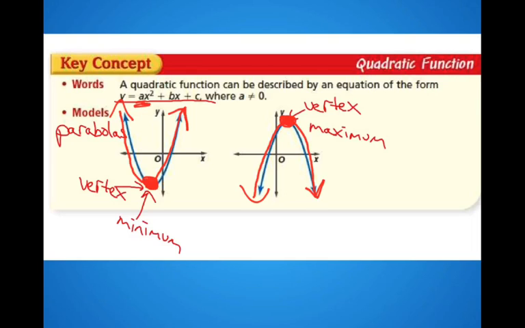So just a couple of pieces of information. You can tell when a parabola is going to open upward or downward just based upon the number that's in front of the x squared. So if the a is positive, if a is greater than 0, we say, then it opens upward. And if a is less than 0, then it opens downward.